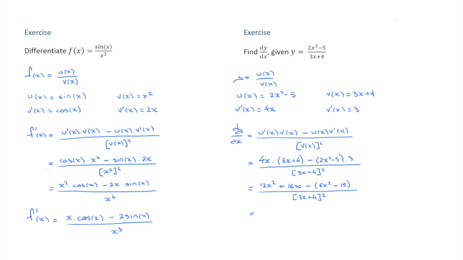Simplifying the numerator, we have 12x squared plus 16x minus 6x squared plus 15 over 3x plus 4 squared. Finally, we can state that dy dx is equal to 6x squared plus 16x plus 15 over 3x plus 4 squared. And there we go. That's how we can differentiate using the quotient rule. I hope that helps.